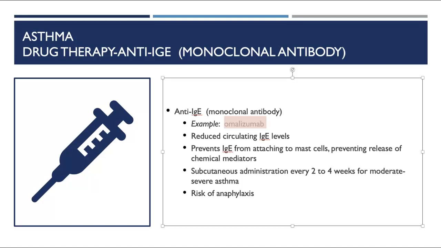Monoclonal antibody or anti-IgE. An example is omalizumab. It helps to reduce circulating IgE levels, and it prevents IgE from attaching to mast cells, preventing release of chemical mediators. This is given subcutaneously every 2 to 4 weeks for moderate to severe asthma, and they have to get this at the physician's office, and they have to stay to be monitored because of the risk for anaphylaxis. These patients will also need to carry an EpiPen with them.